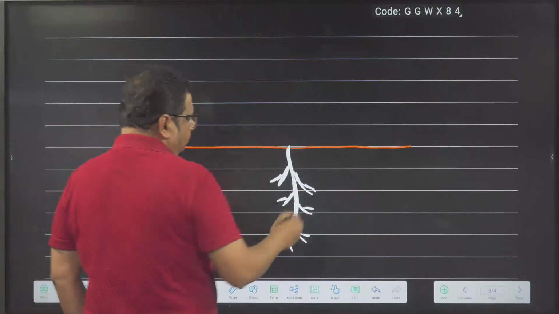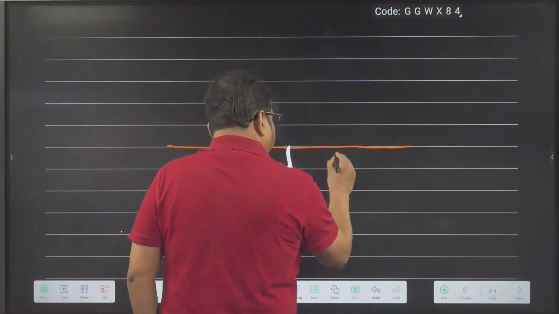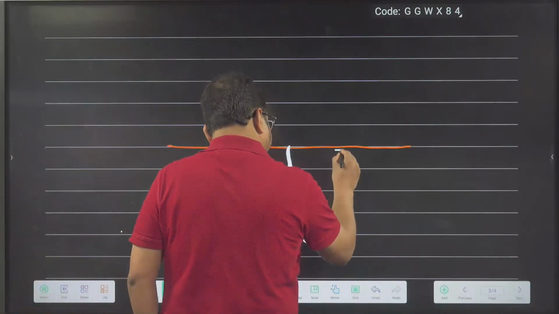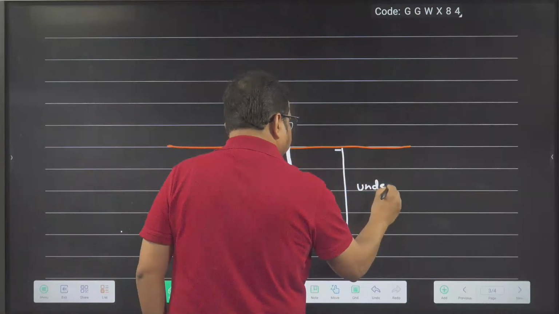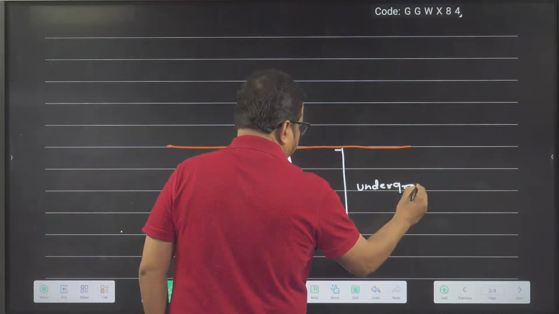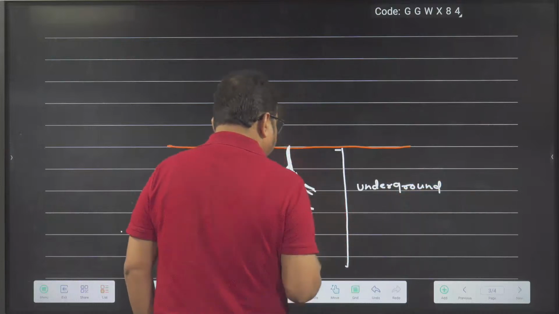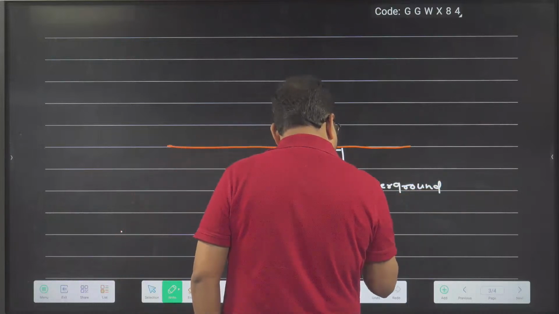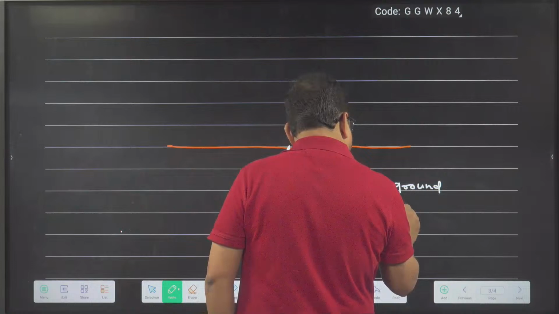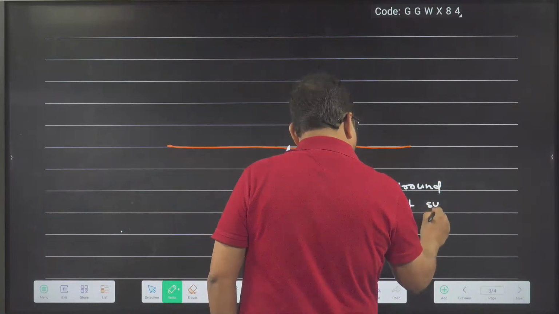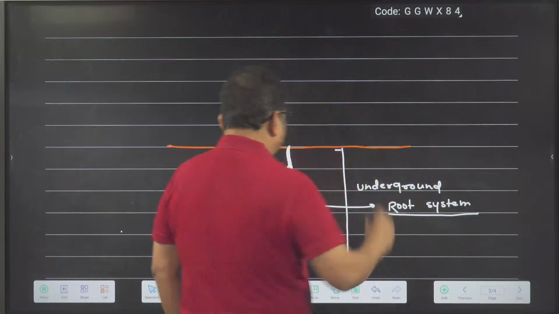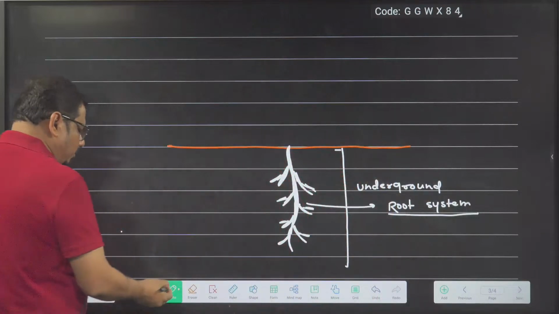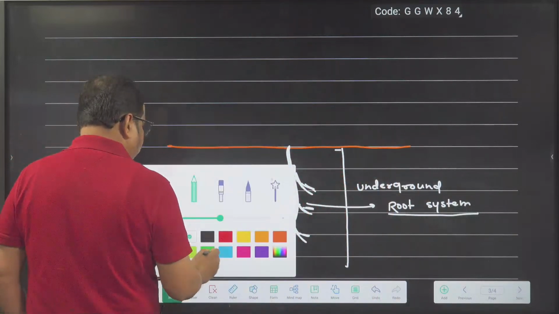Right, so these are the areas which are underground. It is below the soil. In a flowering plant, what do we call it? Root system. These are the root system. It is below the soil. Now we are going to draw the structure of the shoot system.